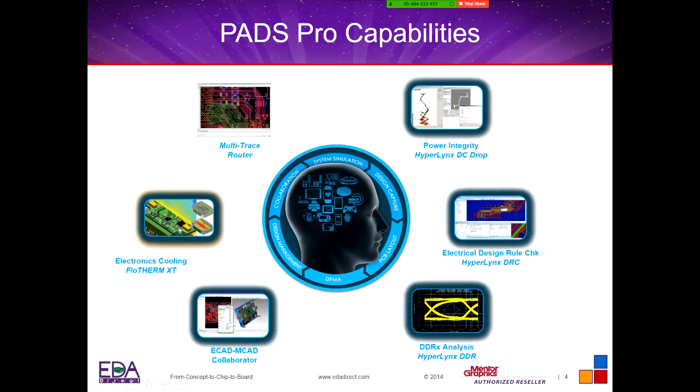And then you've got 3 more HyperLynx tools that have been pulled out of HyperLynx and positioned so that people can purchase these rather than purchasing the full HyperLynx tool. So for those of you that are doing DDR analysis, DDR 1, 2, or 3, we can do DDR analysis in the tool. We've got an electrical DRC.